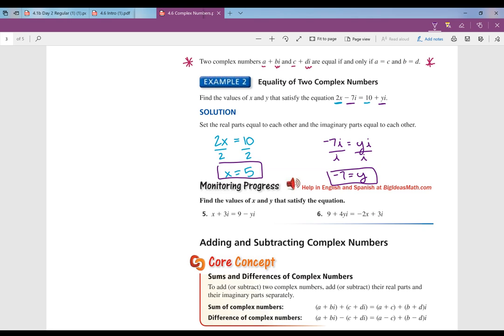Okay, so pause your video for a second and try these monitoring progress questions, and then check your answers before we move on. So for number 9, you should have got x equals 9 and y equals negative 3. For number 6, x equals negative 9 halves and y equals 3/4.